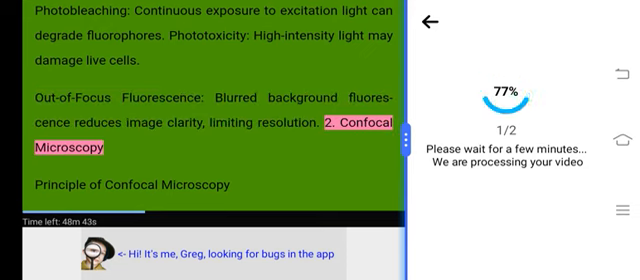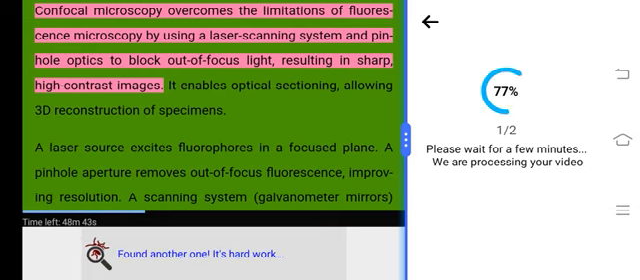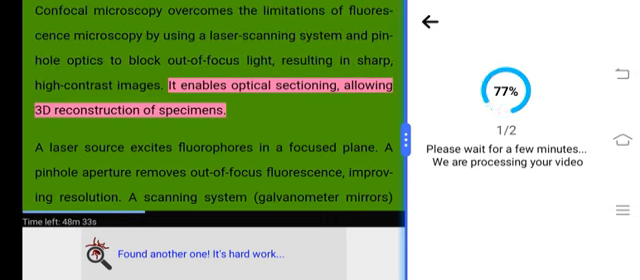2. Confocal microscopy. Principle of confocal microscopy. Confocal microscopy overcomes the limitations of fluorescence microscopy by using a laser scanning system and pinhole optics to block out-of-focus light, resulting in sharp, high-contrast images. It enables optical sectioning, allowing 3D reconstruction of specimens.